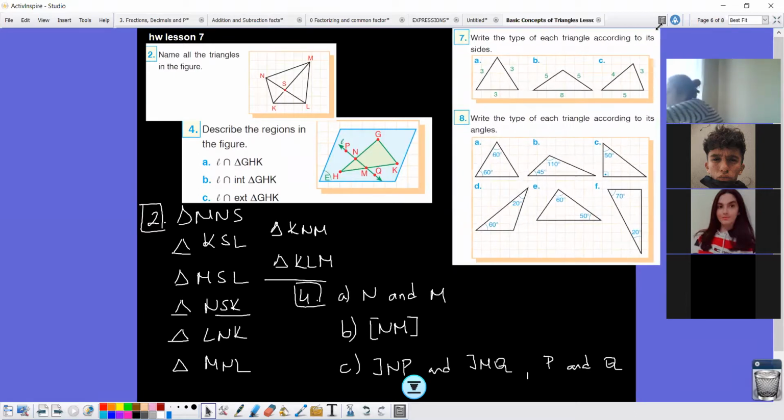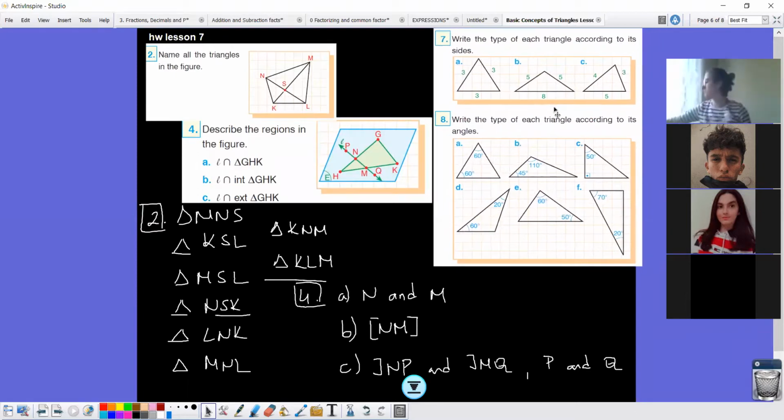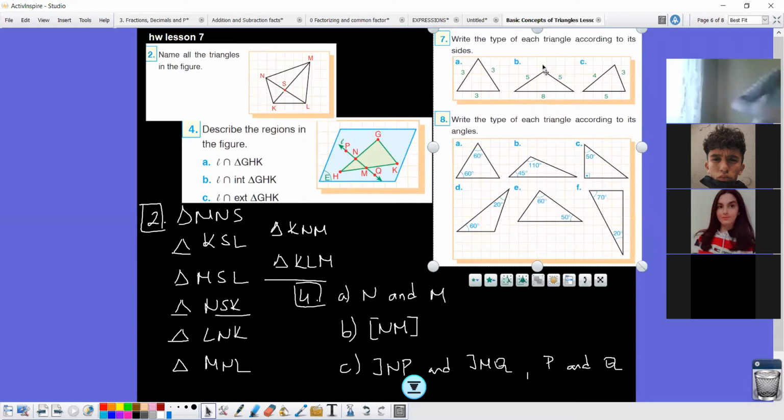Yes, teacher. What about here? When we write in this, can you see these triangles here in the seventh one? How will we name them according to their sides? In A, all of them are the same. What do we call this?